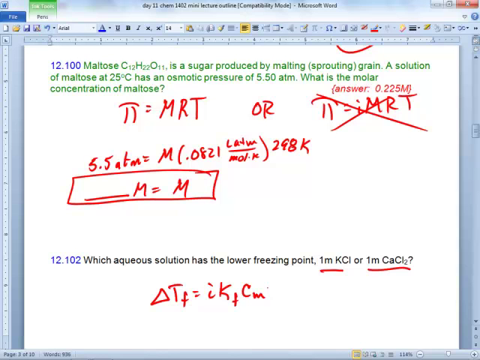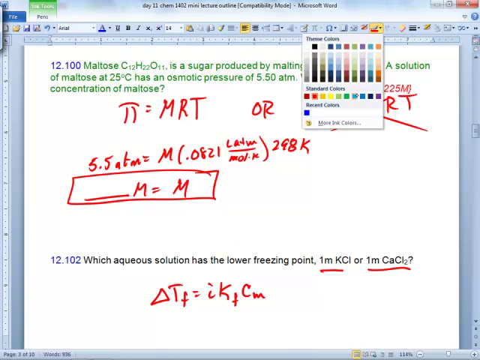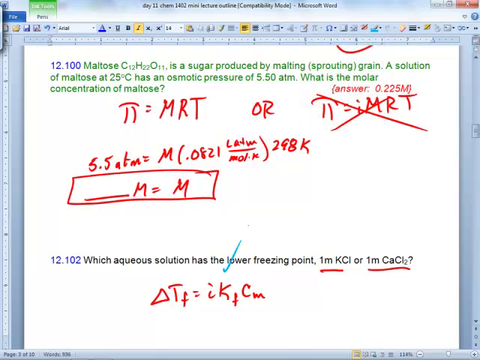what doesn't change? The Kf definitely doesn't change. All right. This guy doesn't change. He's the same. What else doesn't change? What's that? Yeah, that concentration. Right, he's the molality. He's not changing either. They're both 1. The only thing that could change is the little I. Does it?